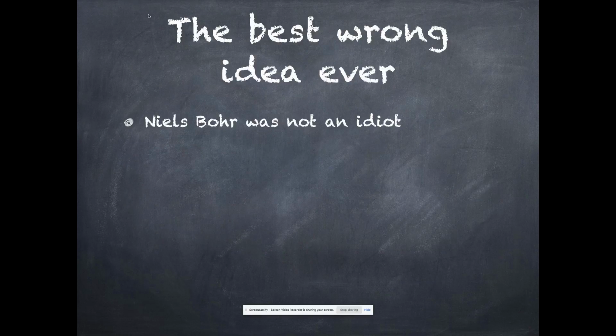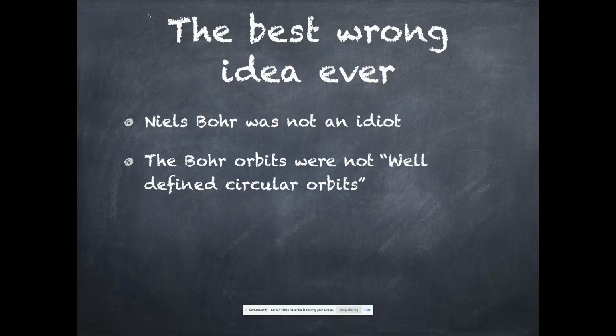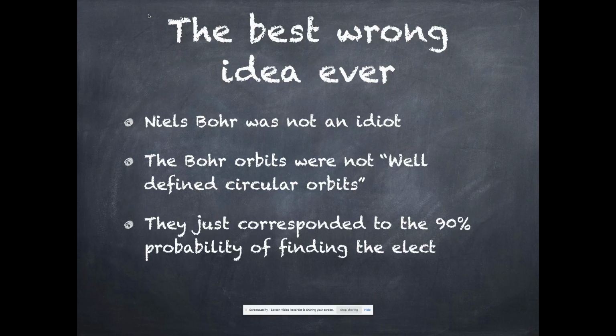Now, Bohr had calculated very precise electron orbits and energy levels. And he wasn't really wrong. It turns out that his well-defined circular orbits actually corresponded to the 90% probability of finding the electron in that orbit. Now, 90% is pretty good. I know some of you are desperate to have an average of 90%. So Bohr was on the road to the right place.